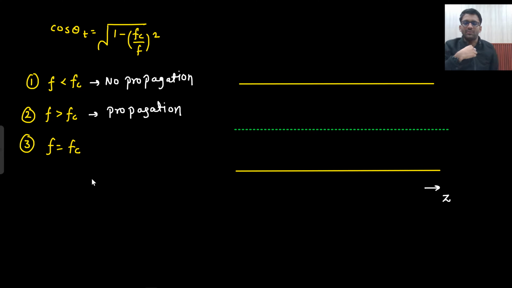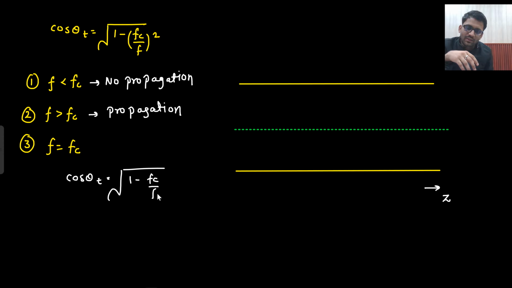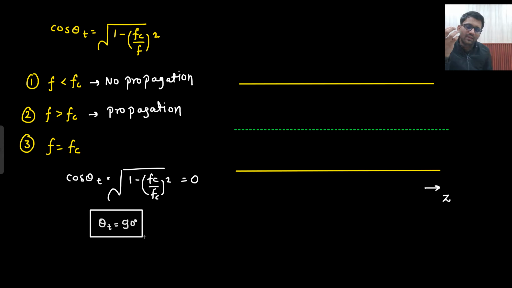So we are back. So if f is equal to fc, then what will happen? What will be your cos theta t? That would be equal to under root 1 minus fc by fc whole square. So under root 1 minus 1, that would be equal to 0 only. So what is the value of theta t? 90 degree. So what you are getting? Theta t is equal to 90 degree.